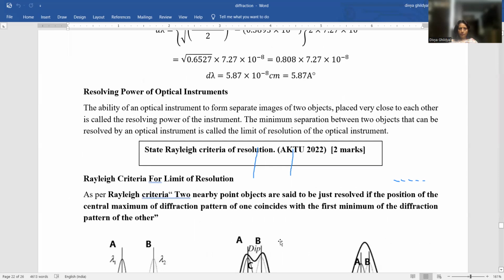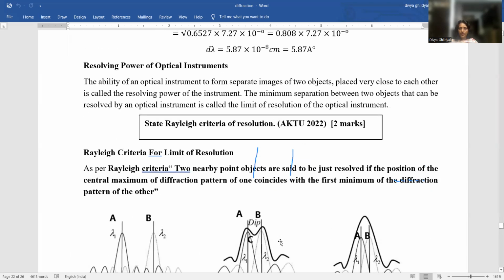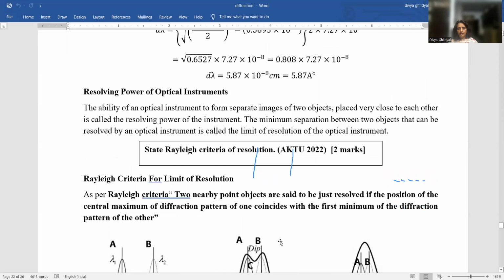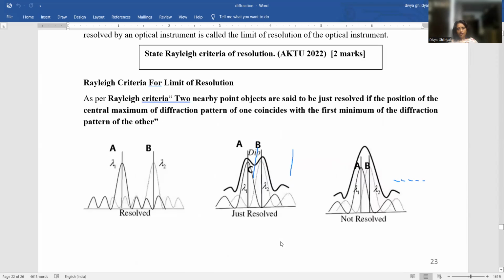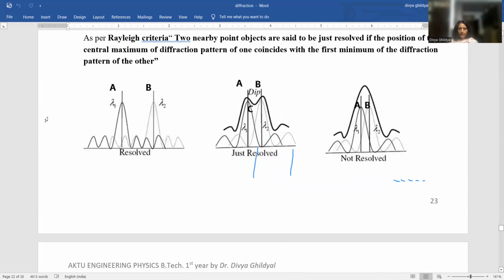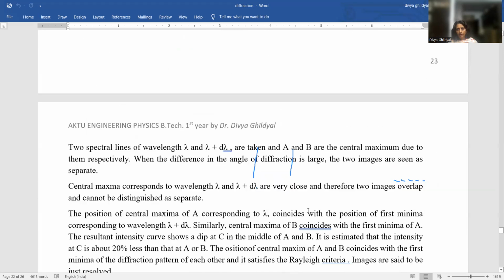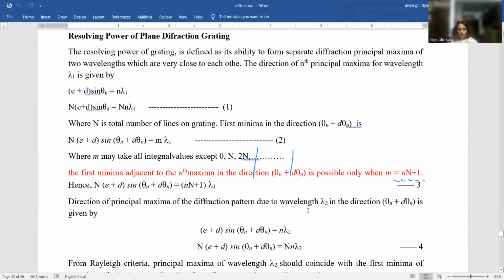Resolving power of optical instruments: the ability of any optical instrument to form separate images of two nearby objects is known as its resolving power. Look at this diagram here. A and B are clearly resolved. Here, A and B are just resolved. And in this diagram, A and B are not resolved.